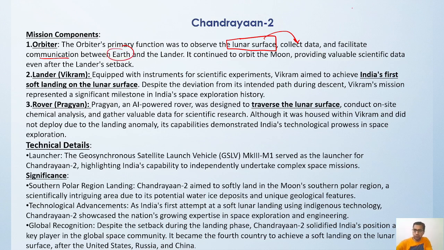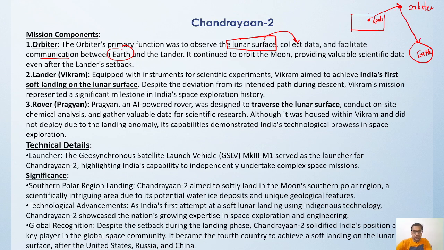How is this going to work? If this was a lunar surface and we have this orbiter, and here we have a lander and here we have Earth. So this lander will send the signal to the orbiter and the orbiter will send the signal to the Earth. So this is how the communication has to be established.